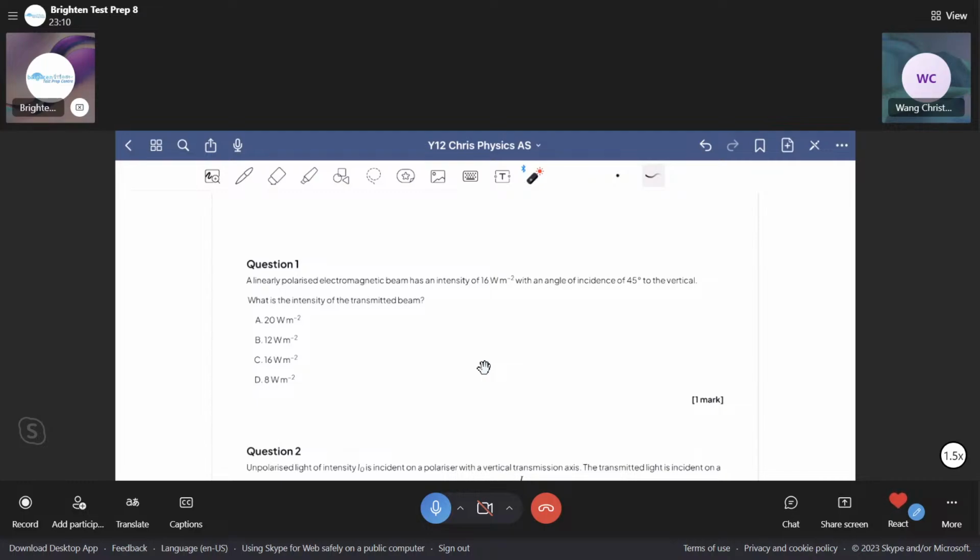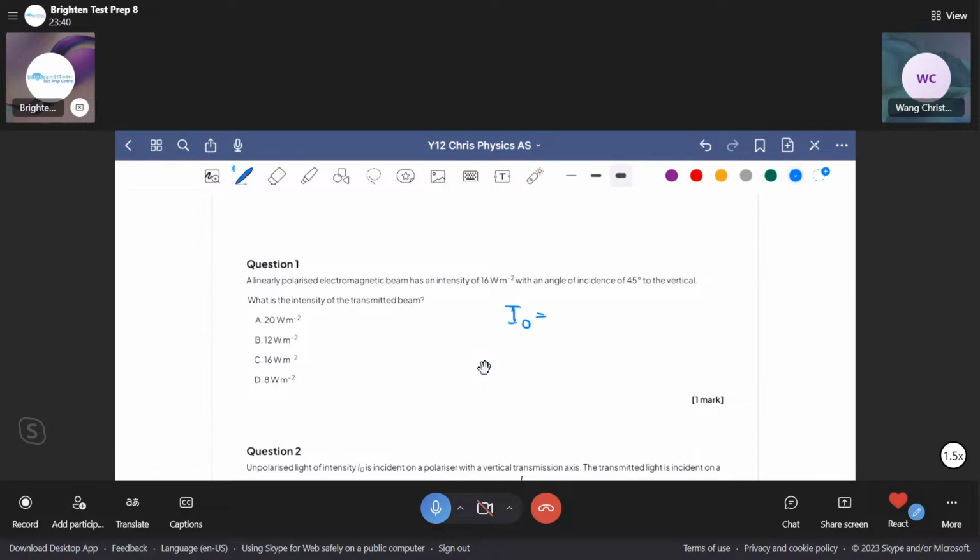So it's something we actually more or less discussed last time, and we only have one polarization, or the beam has an intensity already. So what is the intensity of the transmitted beam? So we are going backwards, so to speak. So which equation are we going to use? The intensity times cosine squared theta.